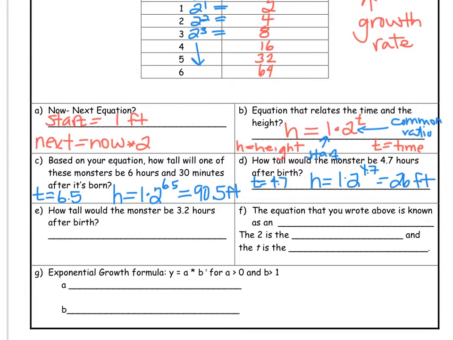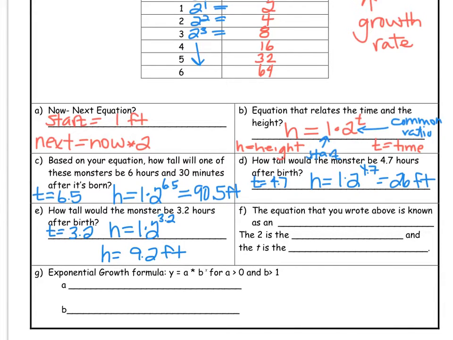So back to question E. Go ahead and do question E. How tall will the monster be after 3.2 hours? So our time is 3.2 hours. The height of the monster, it started out at 1 foot. It's doubling, and we want to know how many times it's going to double its height in 3.2 hours. And again, if we multiply that out, we get the height of the monster is 9.2 feet.